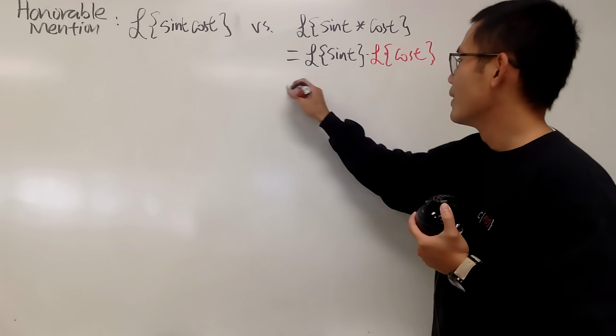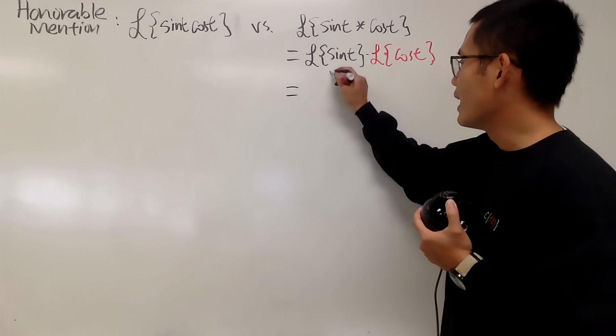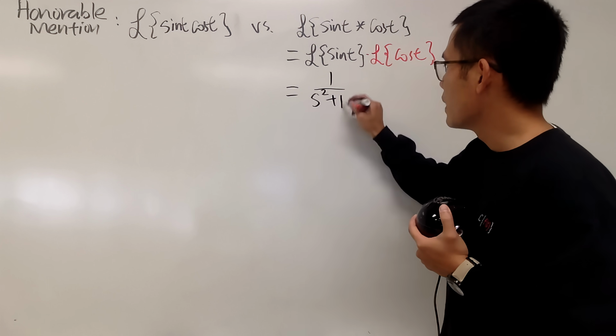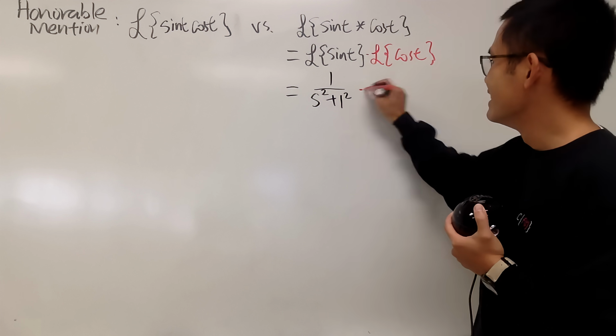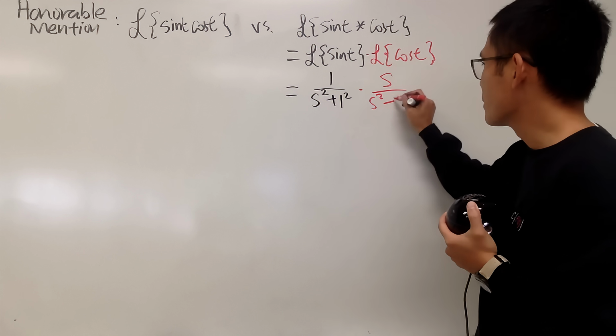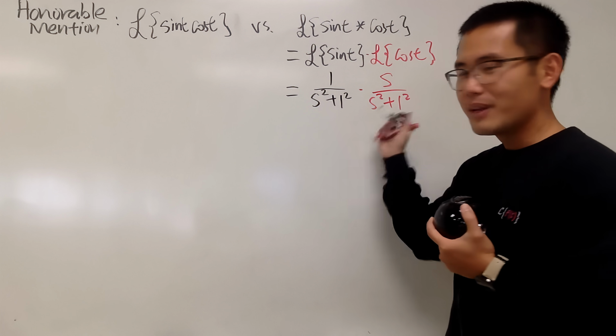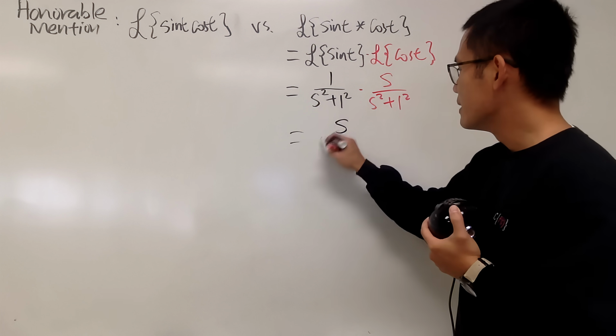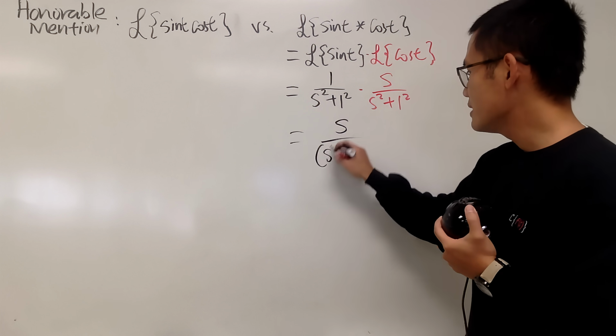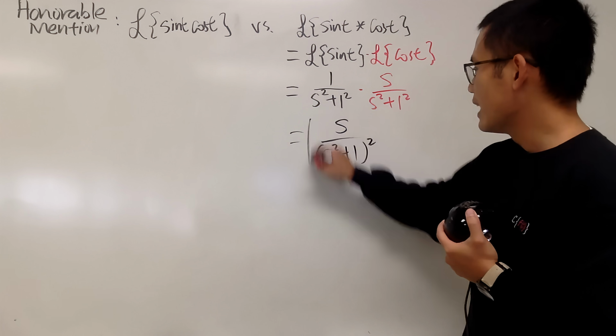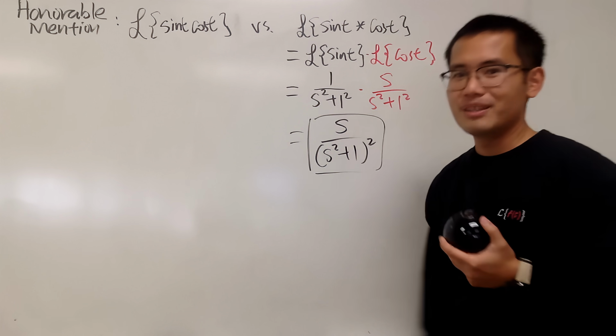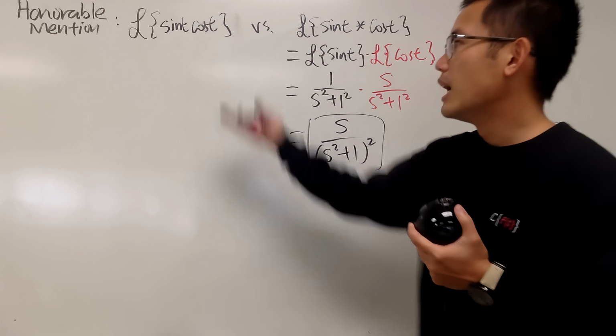What's the first one? Well, this is just 1 over s squared plus 1. What's the second one? It's just s on the top over s squared plus 1. Final answer, s on the top multiplying, so it's parentheses s squared plus 1, and then square that. 1 squared is 1, right? So that's why I didn't put the square. Done.